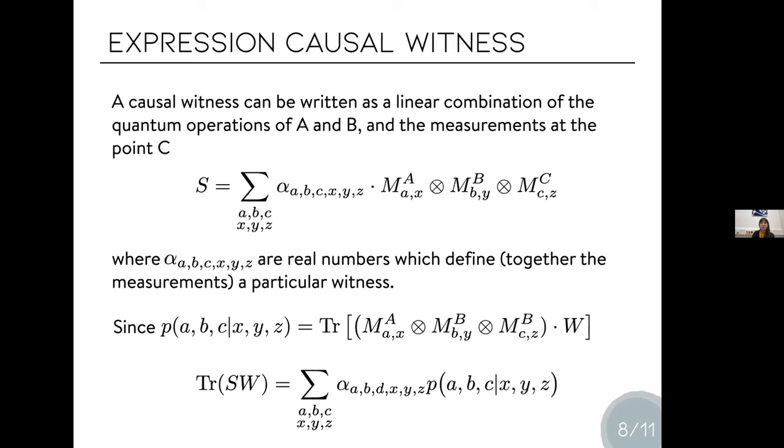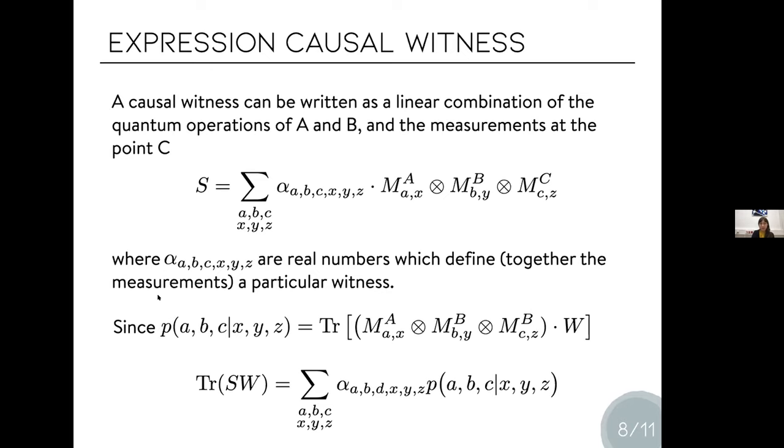Now, knowing this, we built a causal witness. A causal witness is basically described by a set of measurements that Alice performs, that Bob performs, the operation C that I was showing you at the end, and perhaps some preparation of this target system. What we used was the knowledge that the probability of Alice obtaining an outcome A, Bob obtaining an outcome B, and perhaps the operation C obtaining an outcome C, given measurement preparations X from Alice, Y from Bob, and Z from C, is given by this trace of the measurement of Alice, measurement of Bob, measurement of C, and the process matrix, the W.